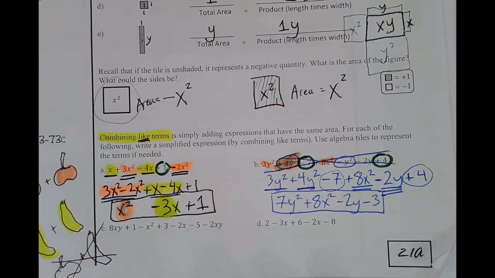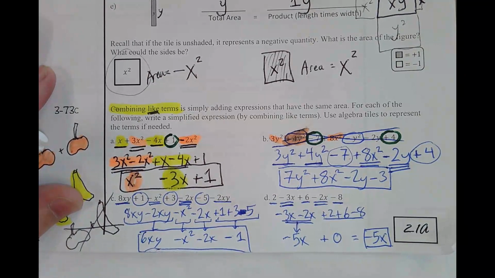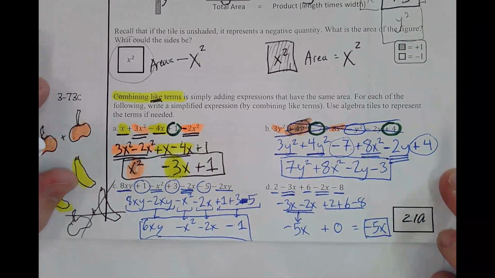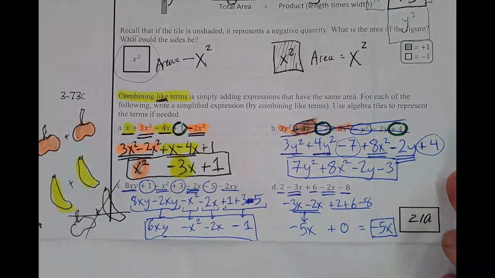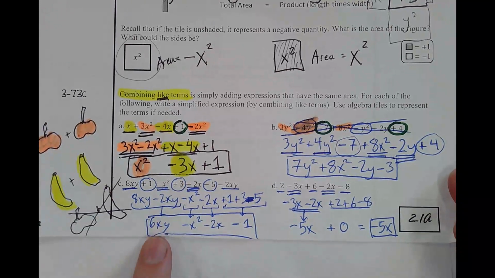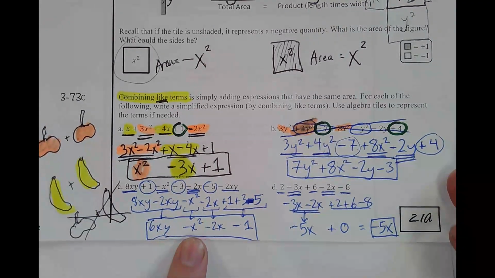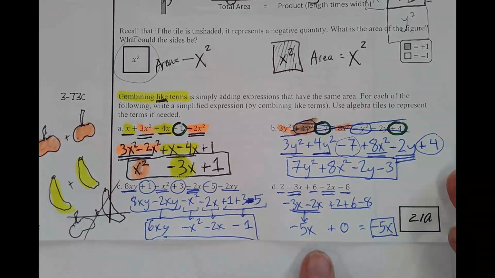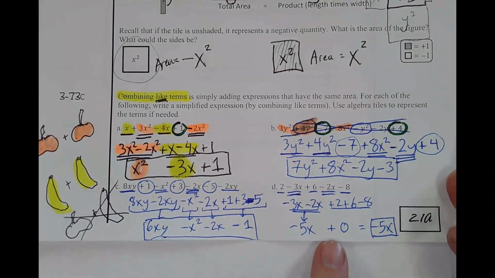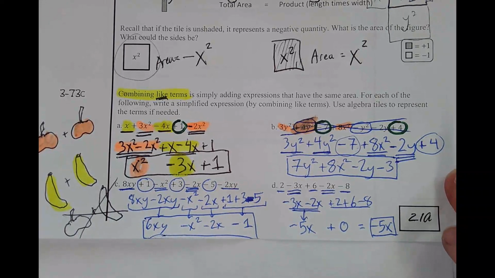All right, we're going to check our work for letter C and for letter D. And it's going to show up now. All right, so we're going to stop here for part 1. You can flip your paper once you're ready. We're going to make sure everybody has this in their notes. Our answer here was 6xy minus x squared minus 2x minus 1. And here we had negative 5x plus 0. Negative 5x plus 0 is negative 5x. Let's stop right here.